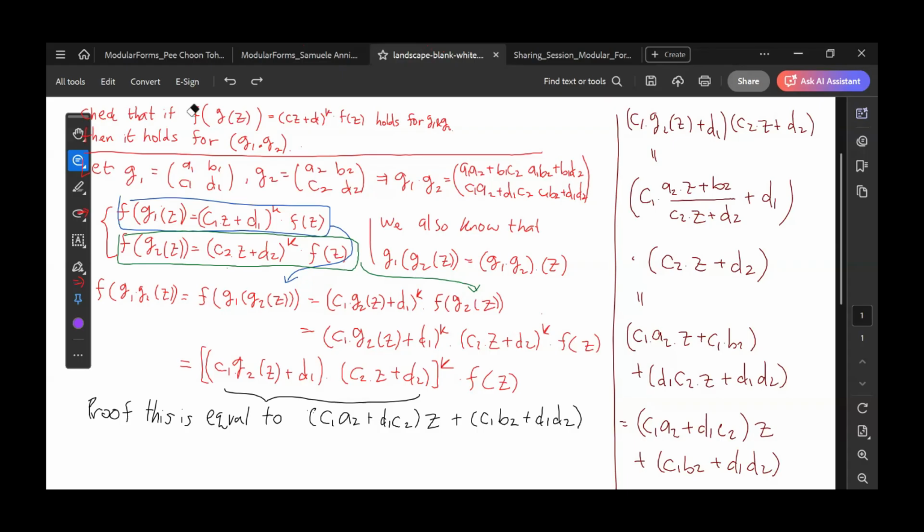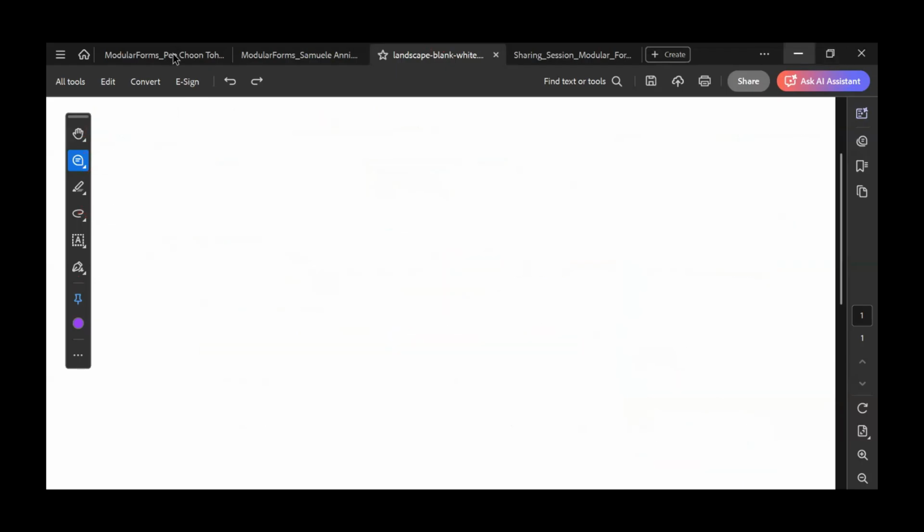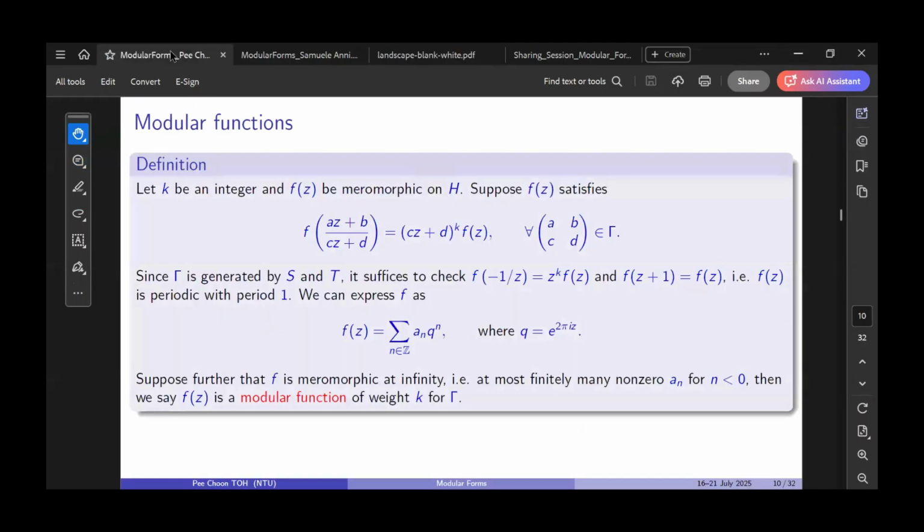Okay, so let's go back to the notes. Let's review it a bit. Why can we just check for S and T before? Because we have proven that exercise's facts.